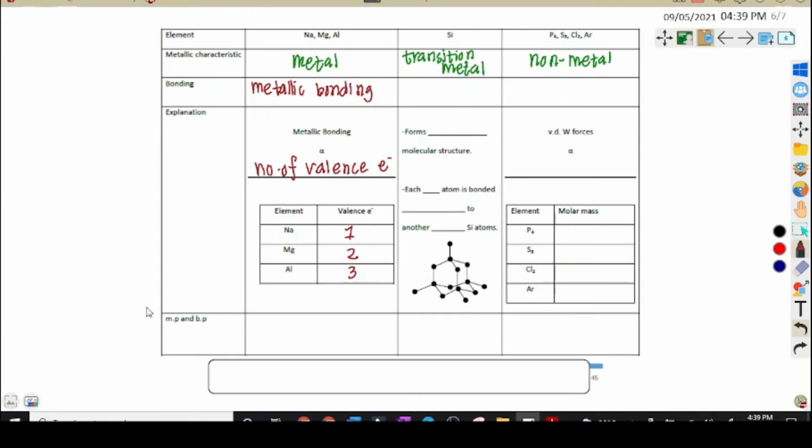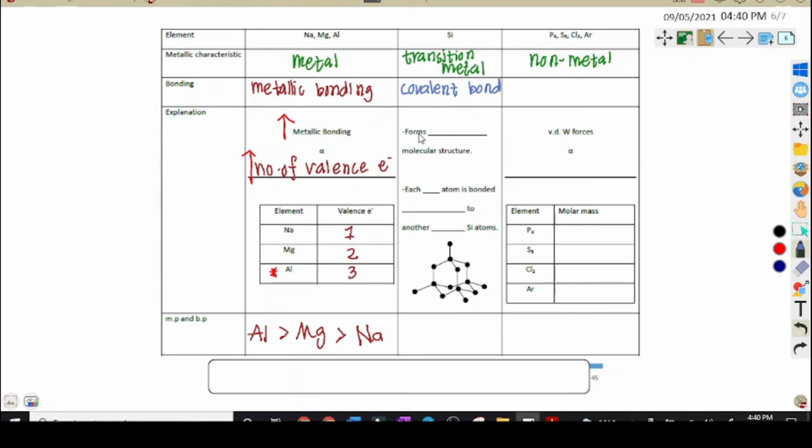So how are we going to arrange the melting point and boiling point based on this trend? When the number of valence electrons increases, metallic bonding increases. So aluminium has the highest metallic bonding because it has the highest number of valence electrons. Aluminium would have the strongest metallic bonding, followed by magnesium, and sodium would be the last one with metallic bonding. For the transition metal, it will form covalent bonds.